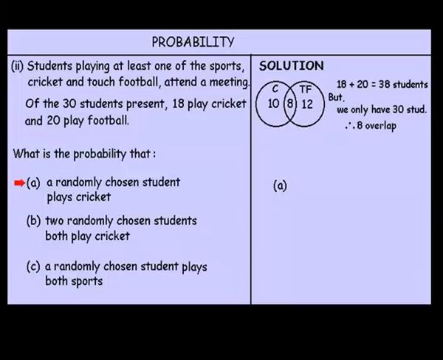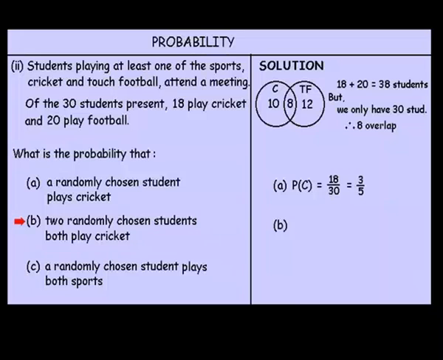Very good. Let's start answering the questions. Part A. What's the probability that a randomly chosen student plays cricket? Well, there's 18 there, so 18 chances out of 30. Breaks down to being 3/5.